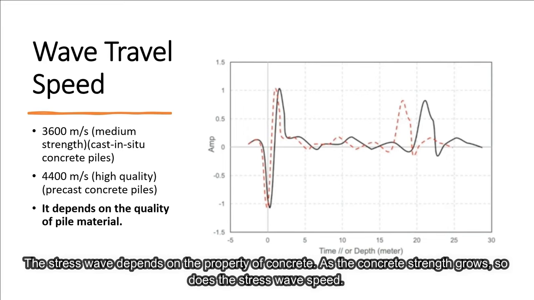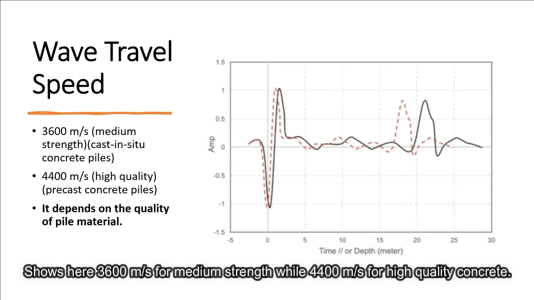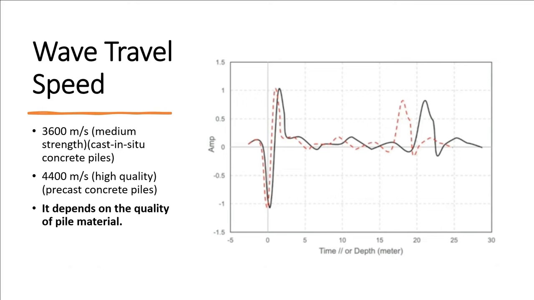The stress wave speed depends on the property of concrete. As the concrete strength grows, so does the stress wave speed. Shown here, 3600 m/s for medium strength, while 4400 m/s for high quality concrete.